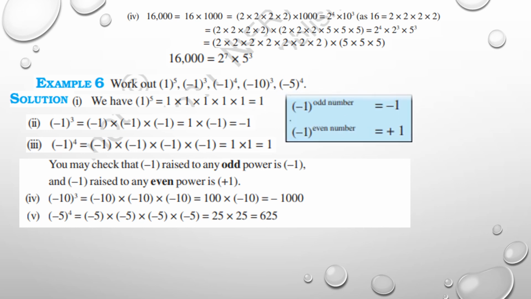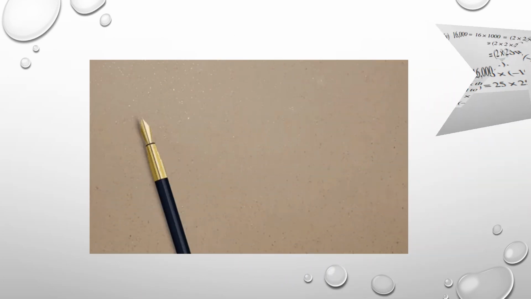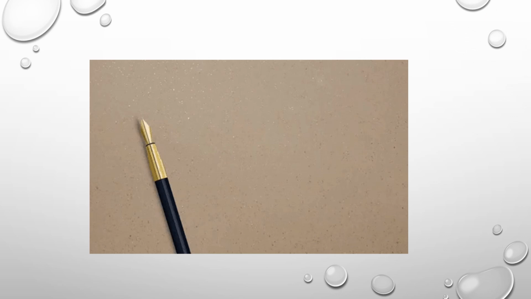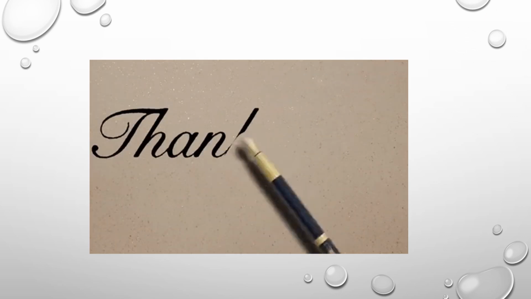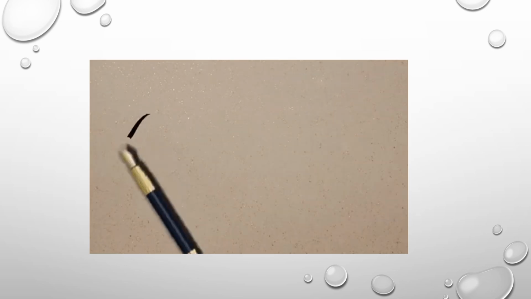Thus we have seen that negative 1 raised to an odd number is equal to negative 1, and negative 1 raised to an even number is equal to positive 1. I hope all of you understood what is the exponential form of a number, or how to express a number as a product of powers of prime factors.